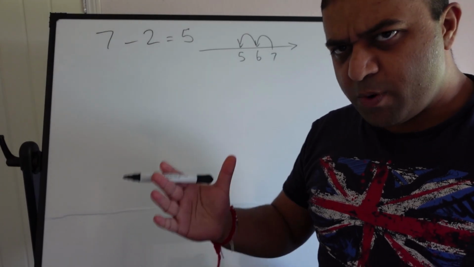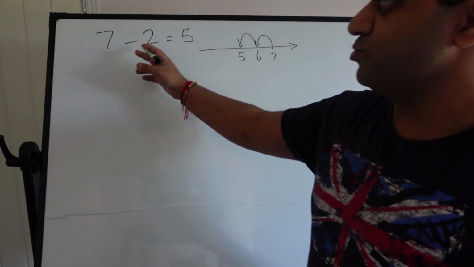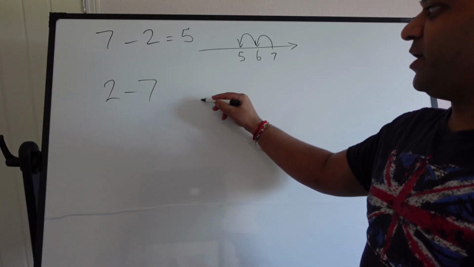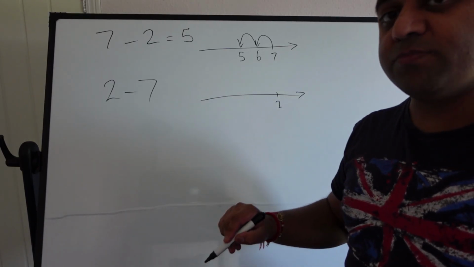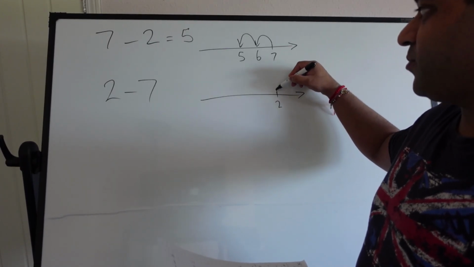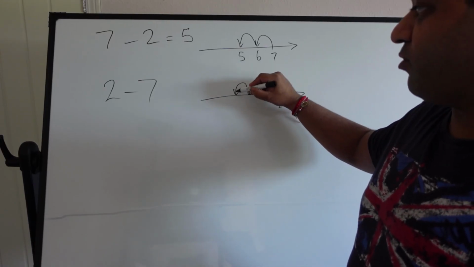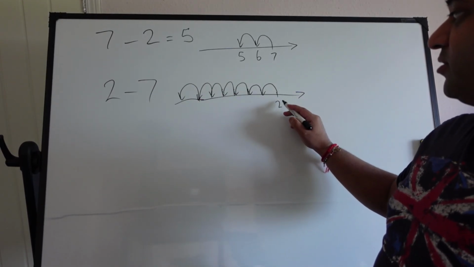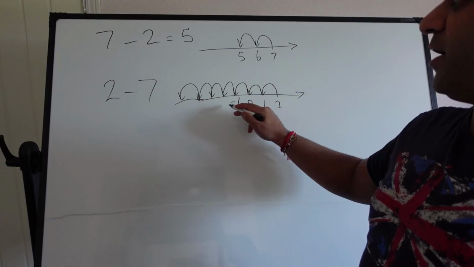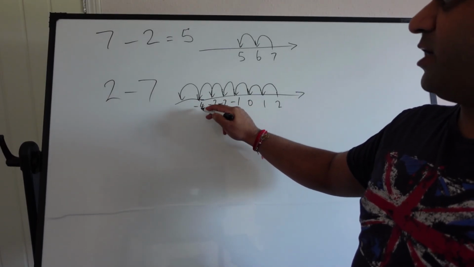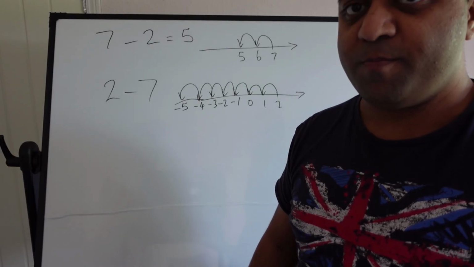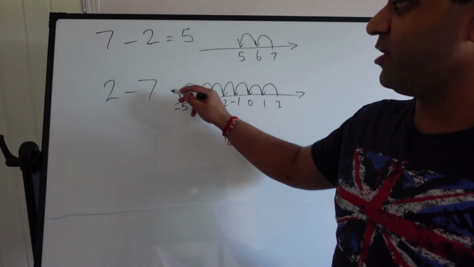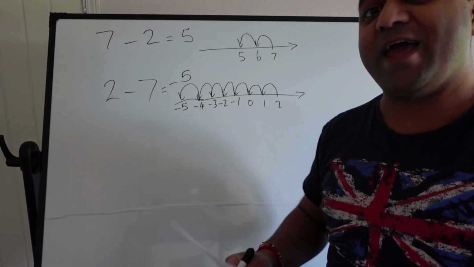Now, if we were to reverse this subtraction, so we do 2 take away 7, we can do it in the exact same way. We draw our number line, start at the number 2 and count backwards by 7. 1, 2, 3, 4, 5, 6, 7. And 2, 1, 0, minus 1, minus 2, minus 3, minus 4, and minus 5. So this has taken us into the negative section of the number line. 2 take away 7 is minus 5, or negative 5.